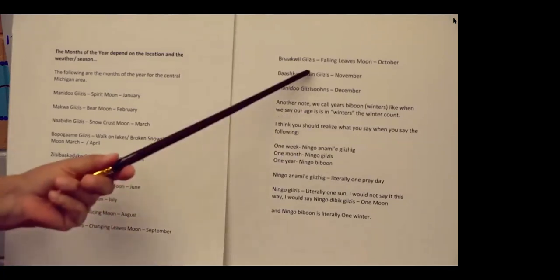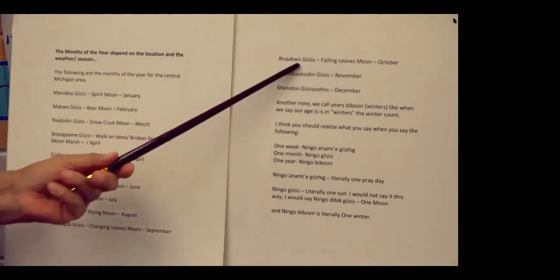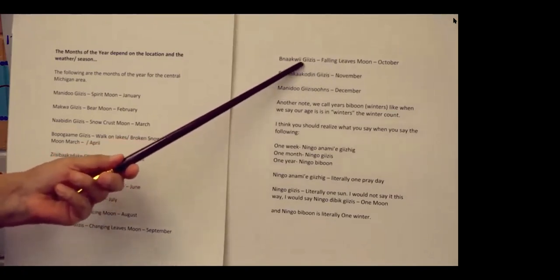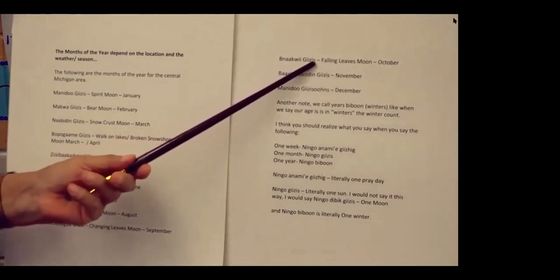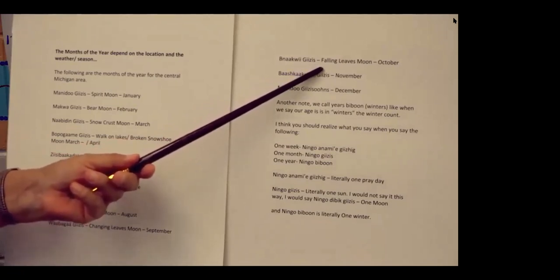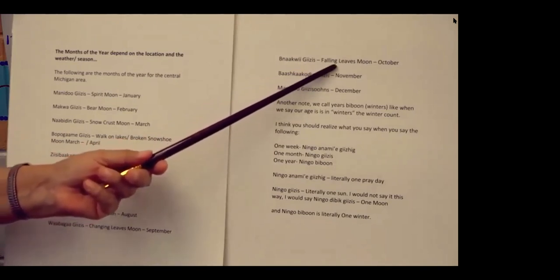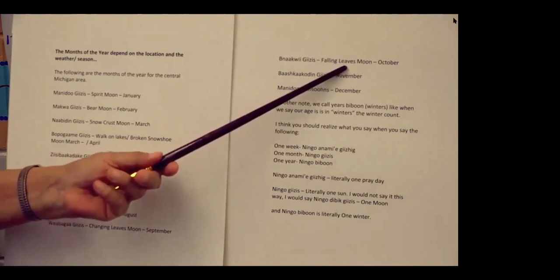Then we go into October. And October is Banakwigisis. Banakwigisis, and those leaves that have changed color are now falling off the trees. Banakwigisis. So it's falling leaves moon.